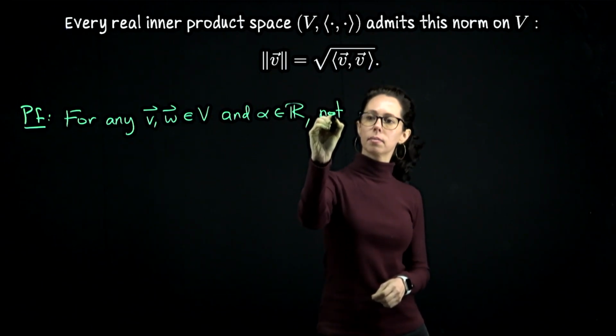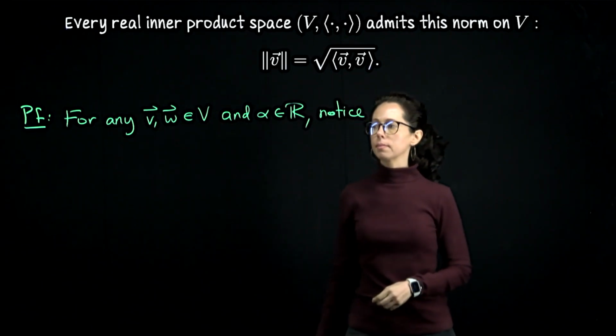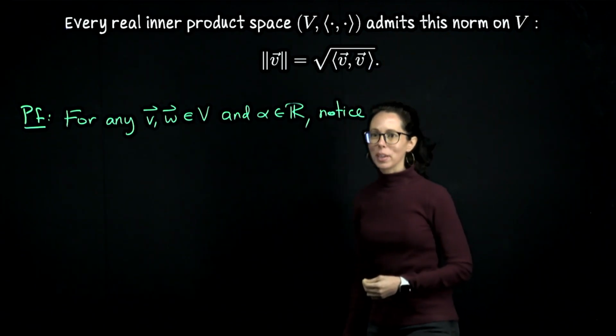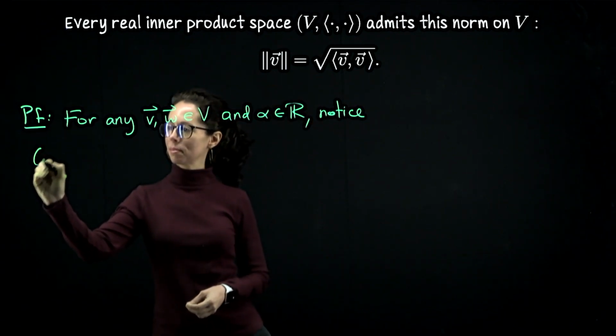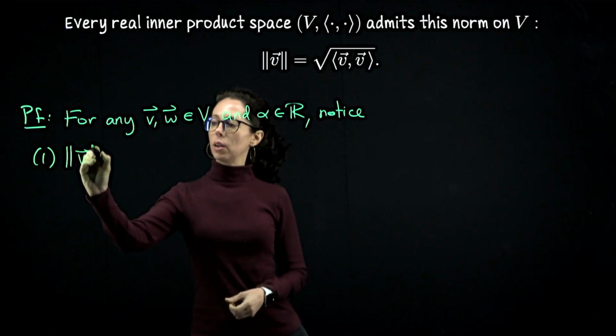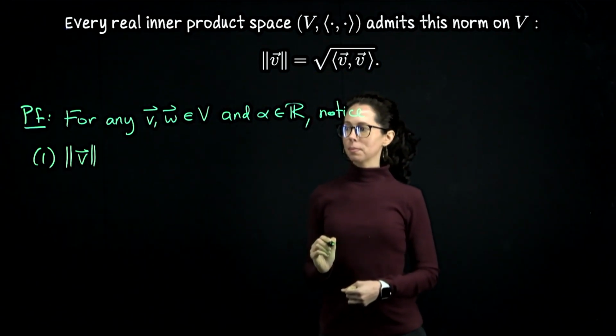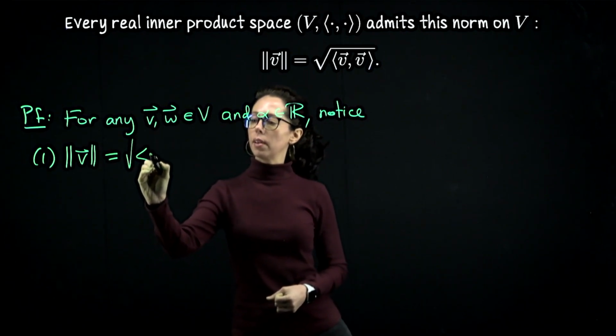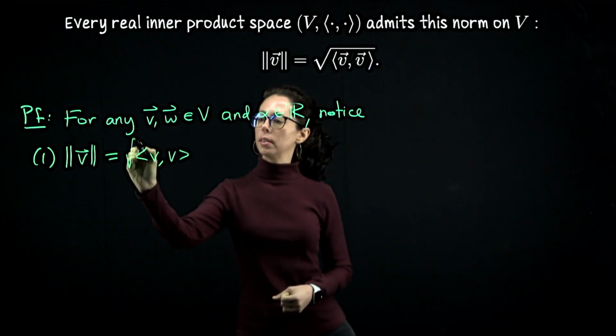Notice, okay, so it's just a nice opening sentence. Now we can do positivity. Let's see. What is the norm of v? The norm that we're proposing is to take the square root of the inner product of v with itself.